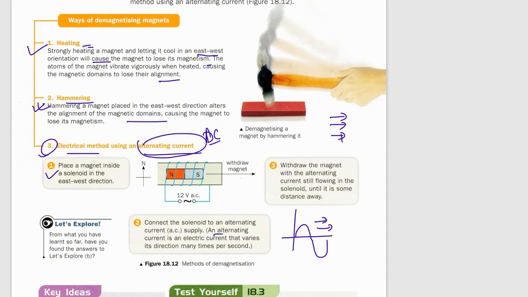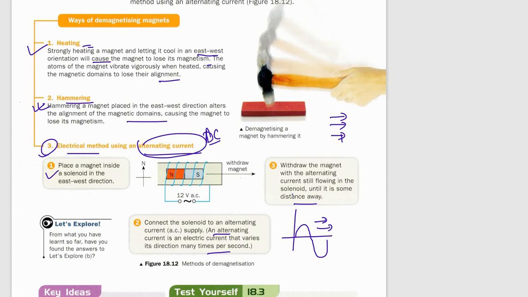Why? Because an alternating current varies direction many times per second, and it will help disorganize the atomic domains. Now what you have to do is withdraw the magnet, with the alternating current still flowing in the solenoid, until it is some distance away. You have to remove the magnet slowly while the current is still flowing, so there will still be some effect.